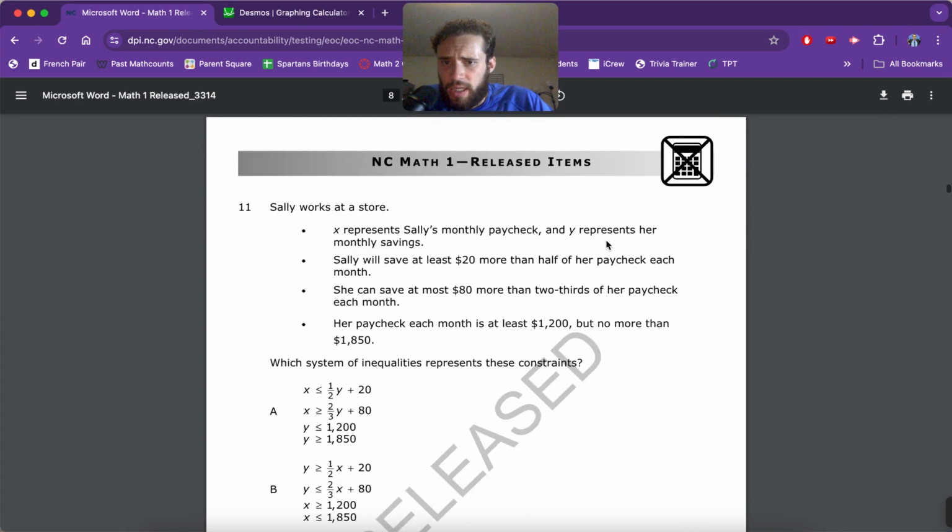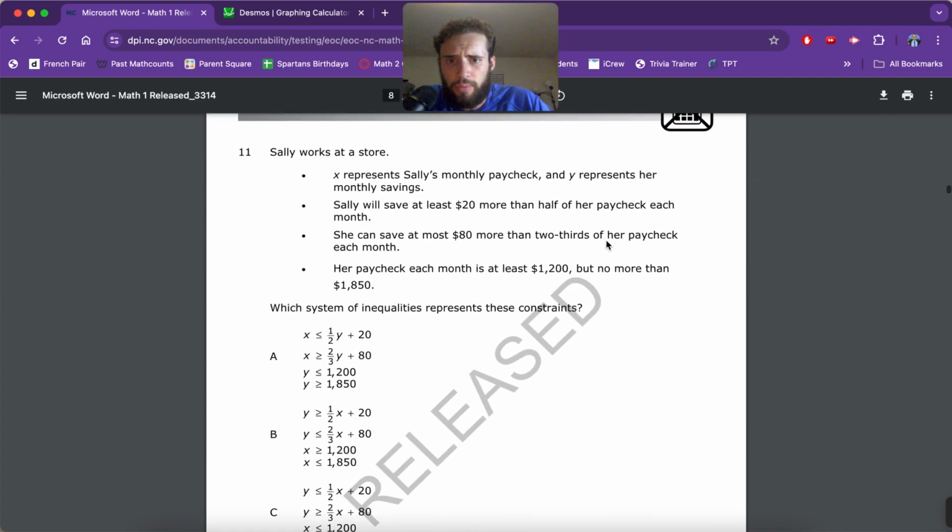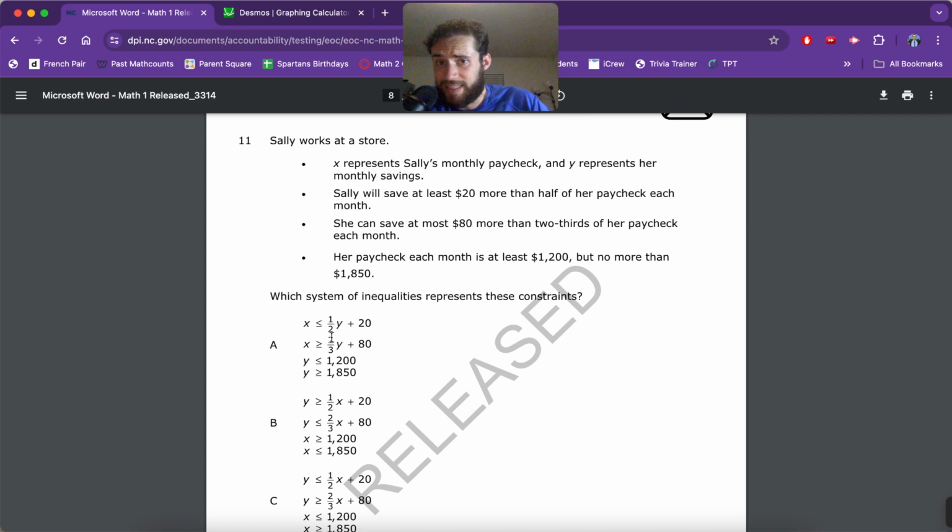And then let's see. Got another word problem where you have to choose the right, in this case, inequalities to represent the context here. So Sally works at a store. X represents Sally's monthly paycheck. Y represents her monthly savings. So that might be worth underlining. X is the paycheck. Y is the savings. Right? They're both monthly, but you might want to make sure you don't get that confused because that's probably what they're going to switch with some of the options.